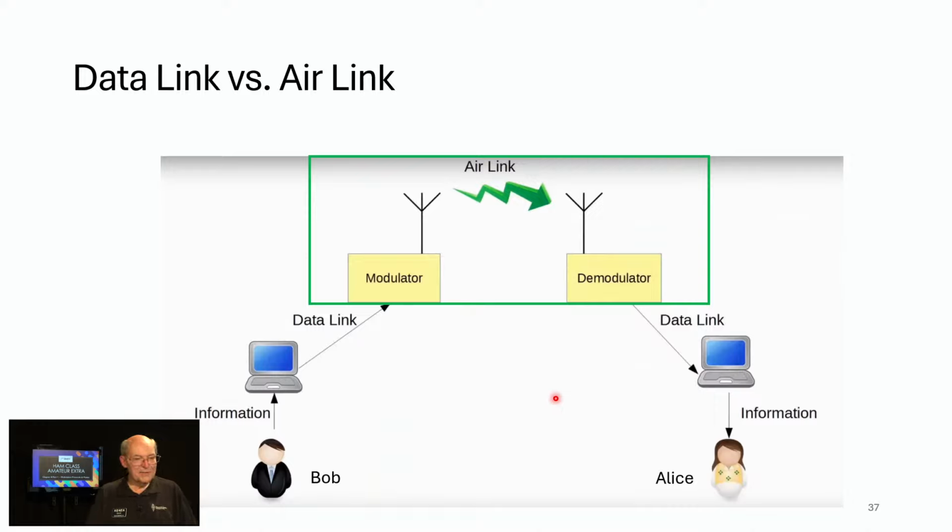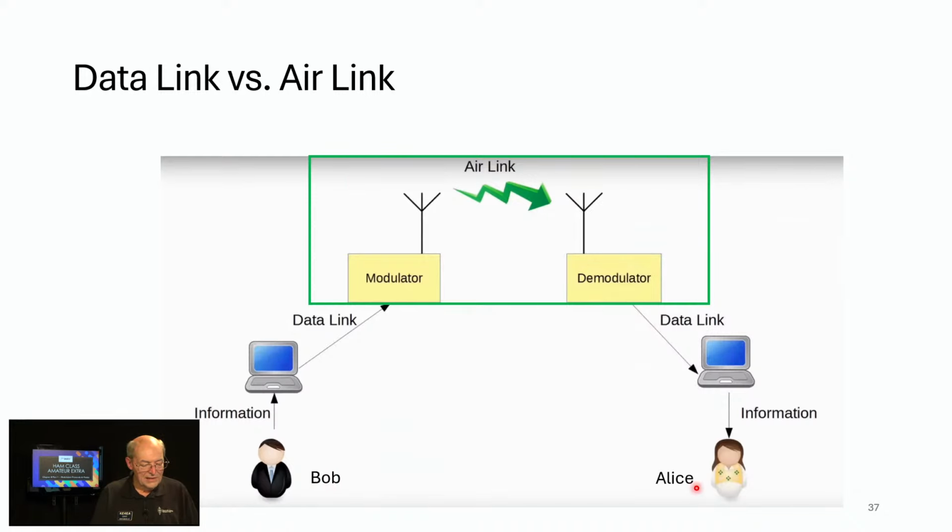So, some more concepts stolen from Dave Kassler. We're going to consider data link versus air link. Here we've got Bob and Alice, and they're wanting to communicate with one another, and they're going to want to do it by radio. So here we've got an air link. From a transmitter to a receiver, we're going over the air.